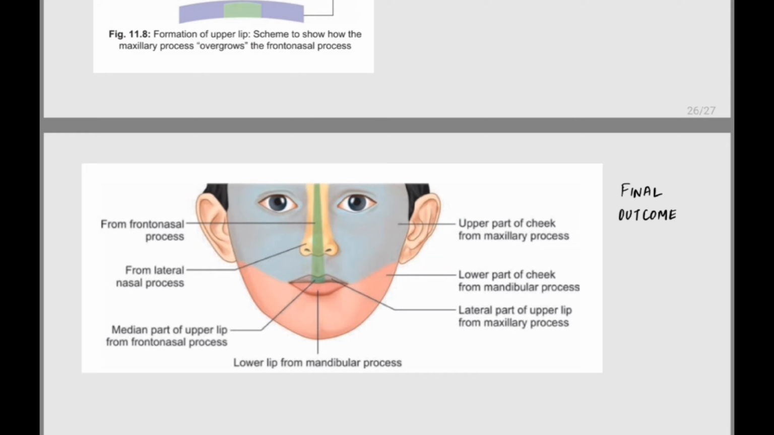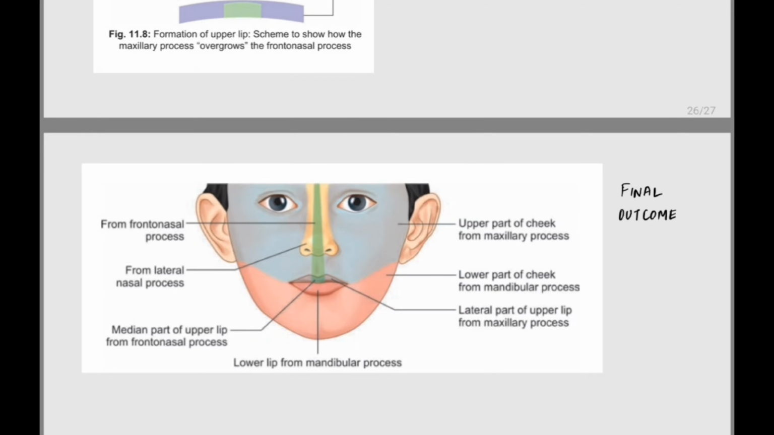Now, coming to the maxillary process. The maxillary process forms the upper part of the cheeks, the lateral portion of the upper lip, most of the upper jaw and the secondary palate. Now coming to the mandibular process, it forms the lower lip completely, the lower part of the cheek, and the mandible.